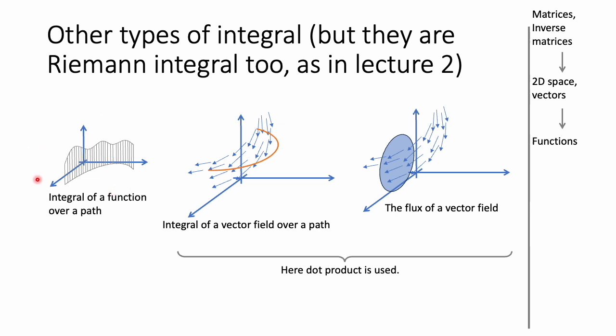So that's one example. Another example is an integral of a vector field over a path. We have a vector field, we have a trajectory of a particle which is not associated to this vector field anymore. It's just another particle. The vector field is not the field of the particle's velocity. The particle just moves somehow by itself along the orange trajectory.